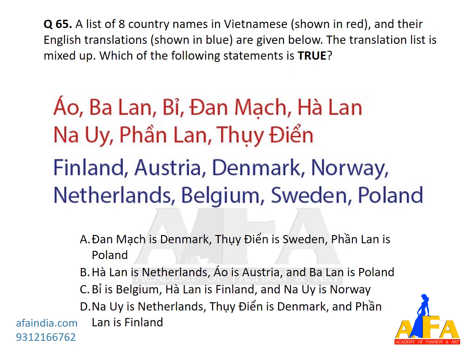Next question: a list of 8 country names in Vietnamese shown in red and their English translations shown in blue are given below. The translation list is mixed up. Which of the following statements is true? So here in red color the Vietnamese language is written and in blue the English language is written. These are mismatched and you have to find the correct sequence.